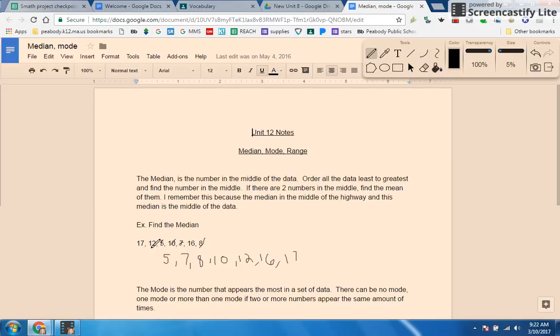So now what you do is you cross out a number on each side until you get to the middle. So cross out a 5, cross out a 17, cross out 7, cross out 16, cross out 8, cross out 12, and now I have the number in the middle. So my median is 10. Okay, if there were 2 numbers in the middle, I would add those 2 numbers together and divide it by 2. But this time there's only 1, so I didn't have to do that. Okay, so I'm going to pause for a second so I can clean this up, and then we'll do the rest of them.